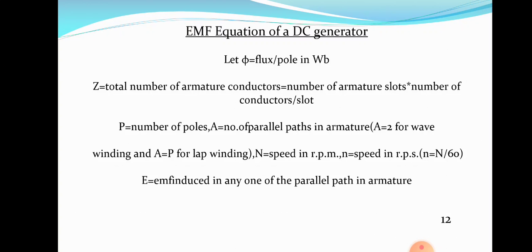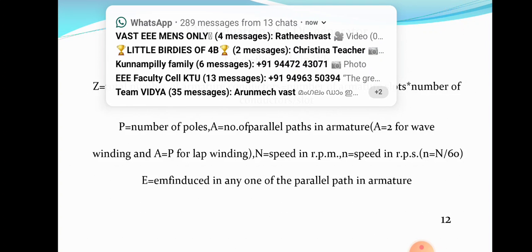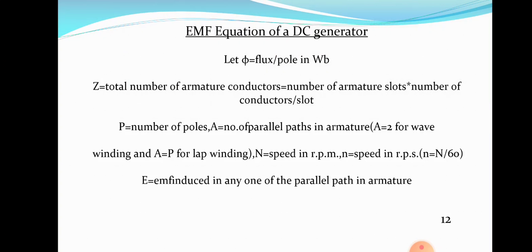So we know that an EMF is induced in the armature. How can we calculate the magnitude of that EMF? Or what is the EMF equation of a DC generator? How can we calculate the EMF induced in the armature of a DC generator? That means EMF equation of a DC generator. It's a derivation.